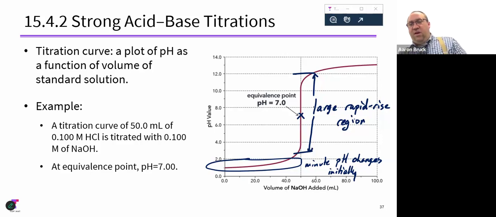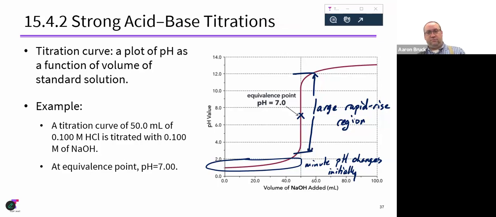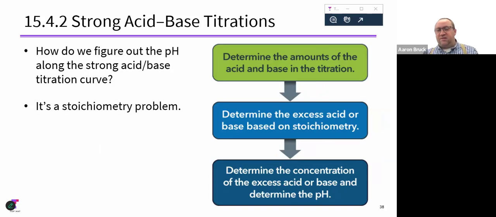After the equivalence point, hydroxide starts to take over. We see another rapid rise region, and then the pH kind of levels off as the amount of hydroxide more or less just becomes saturated inside of that solution. So those are the highlights of a strong titration. Now let's talk about calculations.